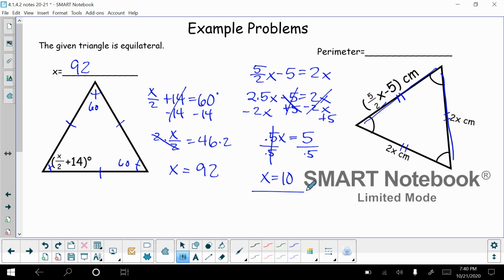Okay, so now I have x equals 10. That's an easy plug-in to that one right there. So if you plug in 10, the measure of each side will be 20 centimeters. So if each side is 20 centimeters, 20 times 3 is 60 centimeters. And that is it for isosceles triangles.